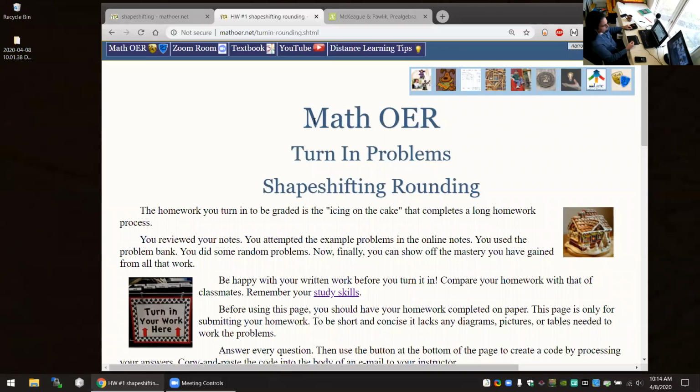Okay, other homework questions, example problem questions, anything like that? Can we review putting decimals in ascending order? Sure.